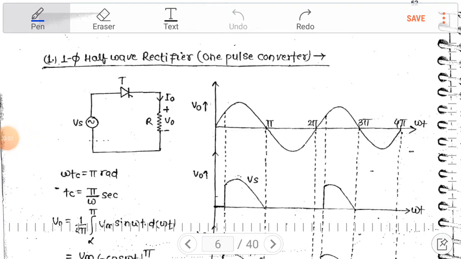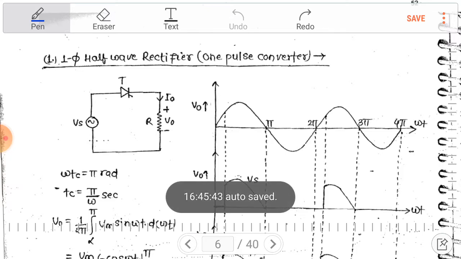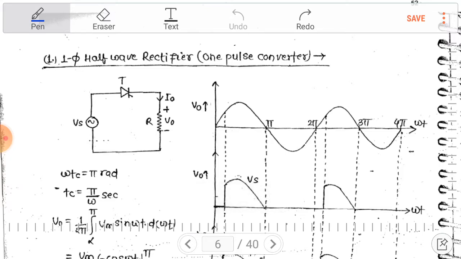Second section of phase control rectifier is single phase half wave rectifier. In this session, we will consider one pulse converter with variation of loads. So we will consider here resistive load, RL load and RLE, RE loads. Different loads are observed and we will see the voltage and output current waveforms at the load side.